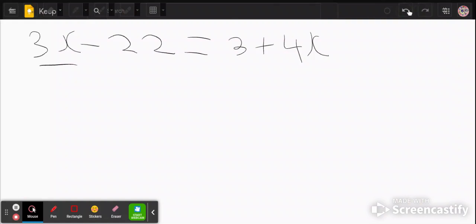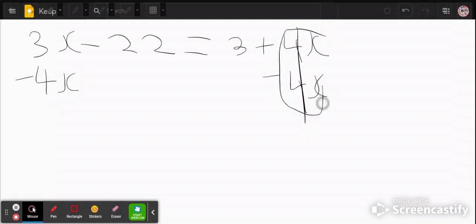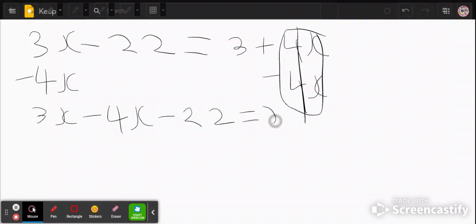But first, I'm going to bring it over to the left side. So I'm going to choose to bring this 4x over to the left side where this 3x is. To do that, we need to do the opposite of plus 4x, and that is to minus 4x. And it's an equation, so what you do to one side, you do to the other side. So positive 4x and negative 4x will cancel each other over here. So we're left with 3x minus 4x minus 22 is equal to 3.